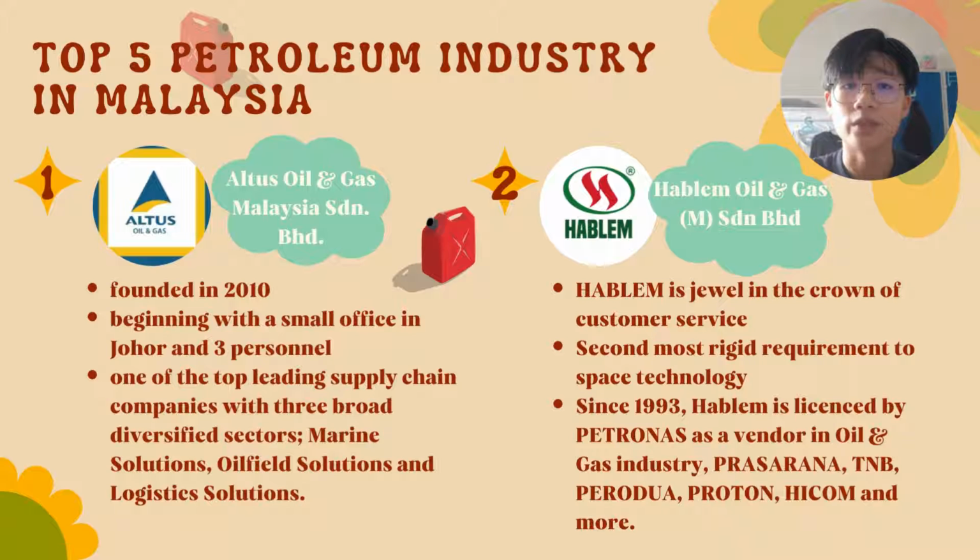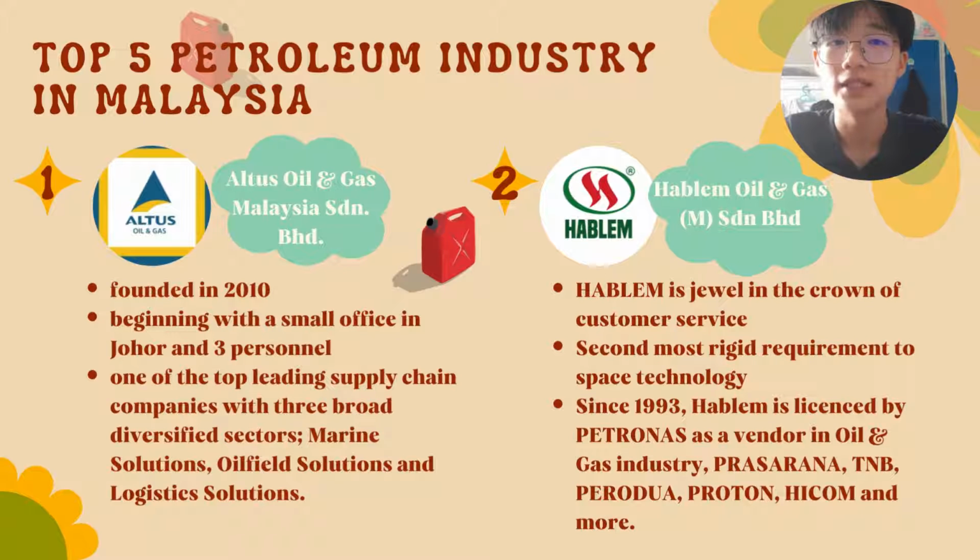From its humble beginning with a small office in Johor and 3 personnel, Altus Malaysia has since grown its presence in Malaysia with offices and onshore bases in Labuan, Bintulu, Miri, Kemaman, Johor, Port Klang and Kuala Lumpur. It later shifted its headquarters from Johor to Kuala Lumpur and currently employs more than 70 personnel. It is one of the top leading supply chain companies with 3 broad diversified sectors: marine solutions, oil field solutions and also logistic solutions.